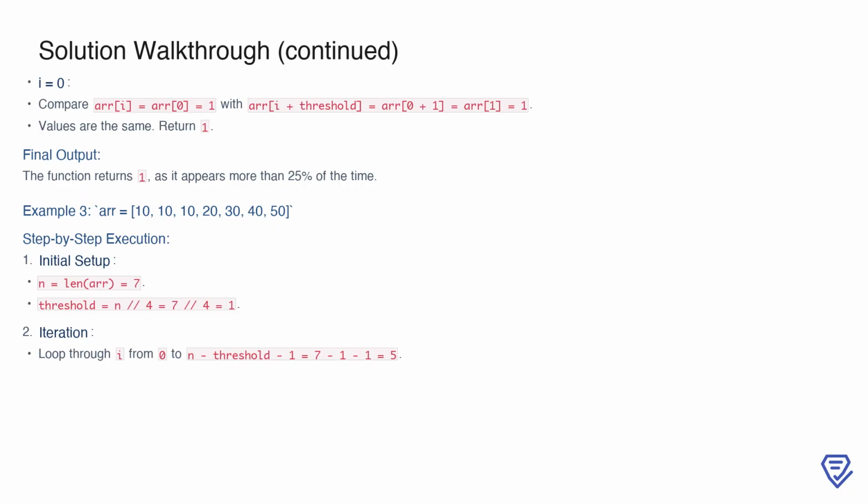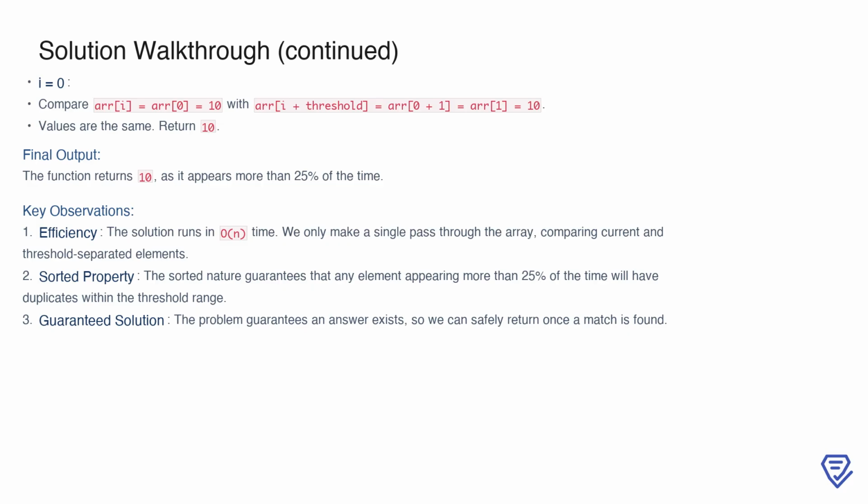Let's now consider another example with a different sorted array: 10, 10, 10, 20, 30, 40, 50. Here, the length of the array is 7, and the threshold remains 7 divided by 4, which equals 1. Once again, we iterate through the array, comparing each element at index I with the element located one position ahead, based on the threshold. At index I equals 0, we compare ARR[0] equals 10 with ARR[1] equals 10. The values are identical, which means the element 10 satisfies the condition of appearing more than 25% of the time. Therefore, we return 10 as the result.